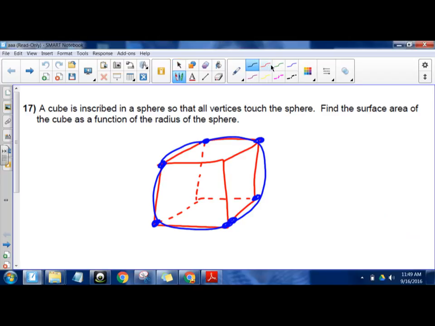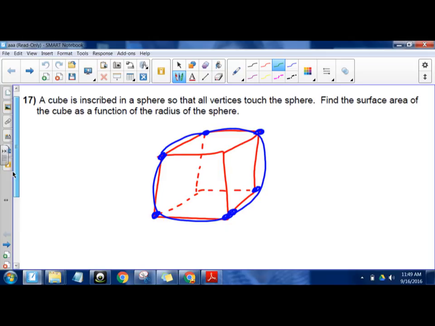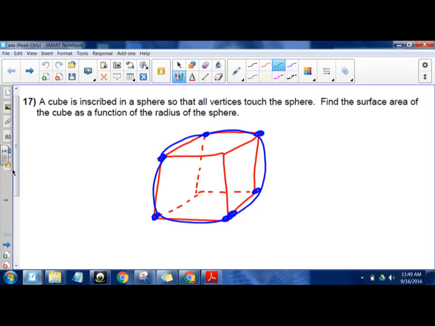Hey guys, let's take a look at problem 17 from the problem set. I know we started this problem, but we kind of ran out of time, so I wanted to give you a solution to it before next class period. It says a cube is inscribed in a sphere so that all its vertices touch the sphere. Find the surface area of the cube as a function of the radius of the sphere.